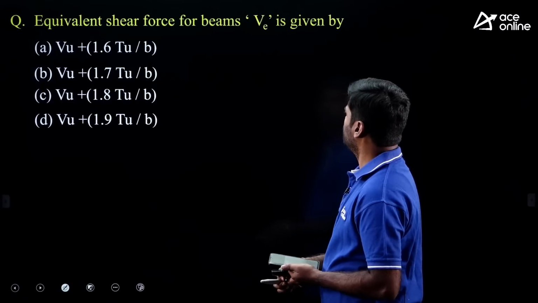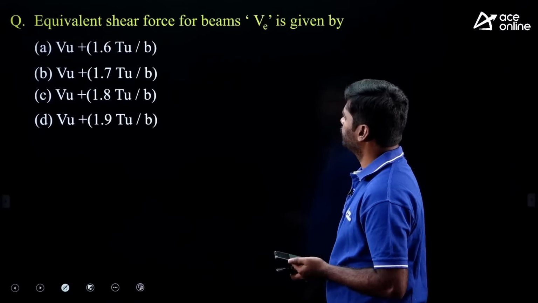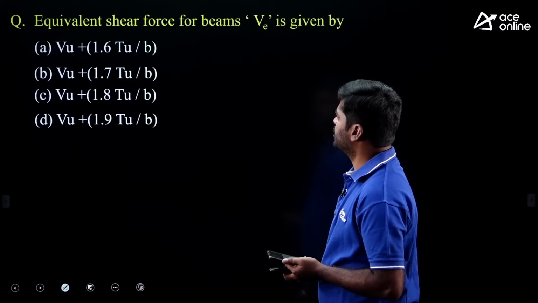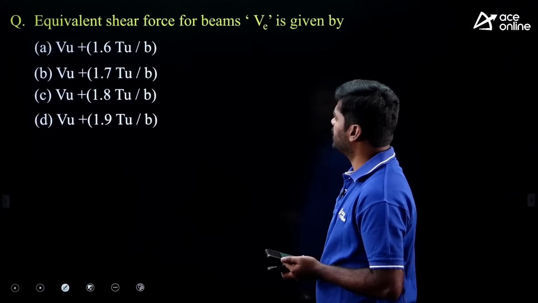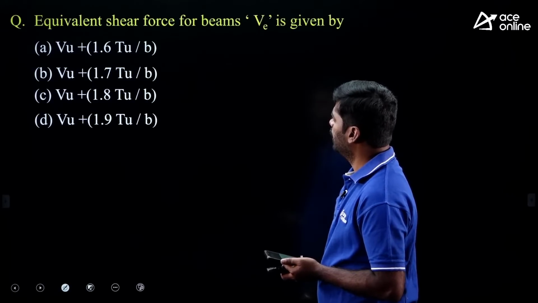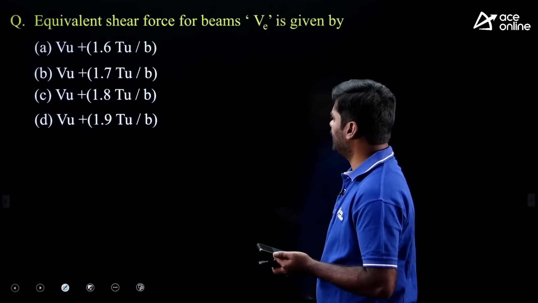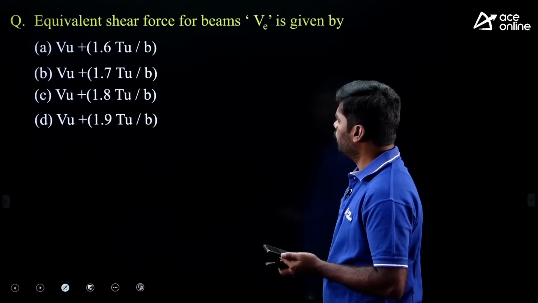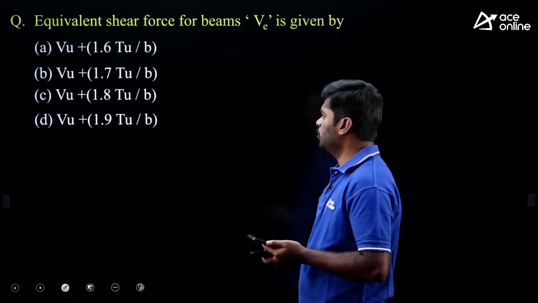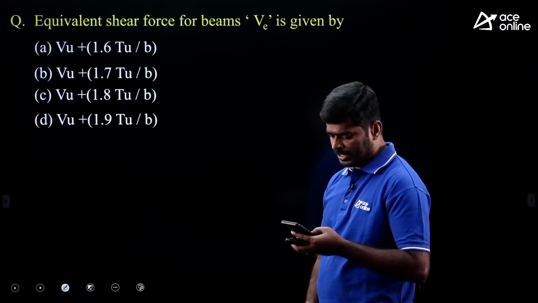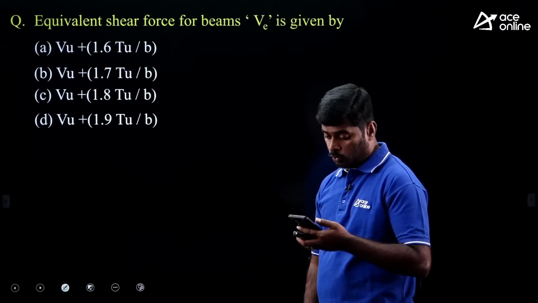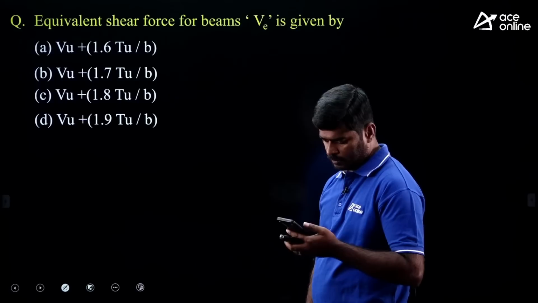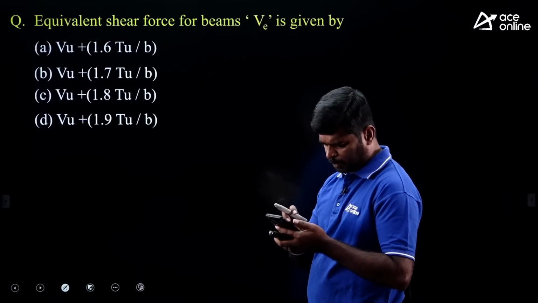Then move to the next question. Equivalent shear force for beams, VE, is given by: A, VU plus 1.6 TU upon B; B, VU plus 1.7 TU upon B; C, VU plus 1.8 times TU upon B; D, VU plus 1.9 TU upon B. Which option is correct? Be ready. Who will be the first person?